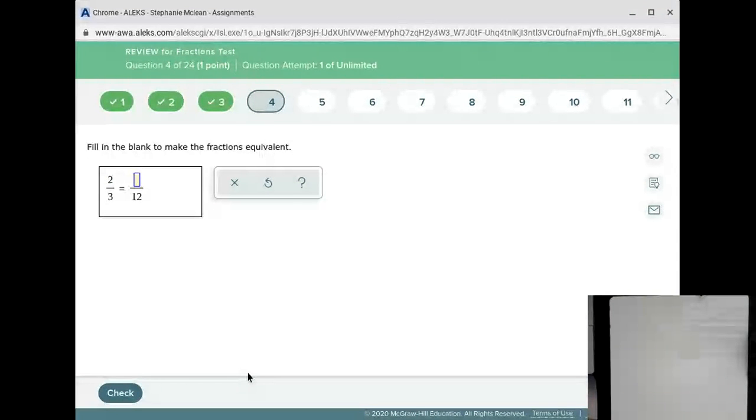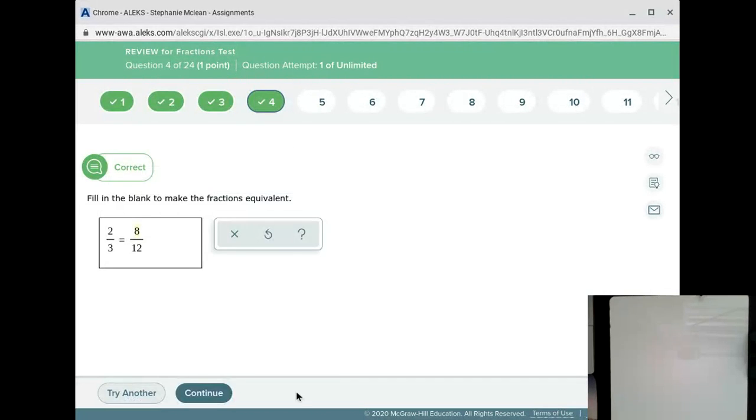Fill in the blank to make the fractions equivalent. Same thing here. So 3 and 12, they give me those two numbers. What did they multiply 3 by to give me 12? So they multiplied 3 by 4 to give me 12. Therefore, I have to multiply the top by 4 as well, and that's going to give me 8. Okay.